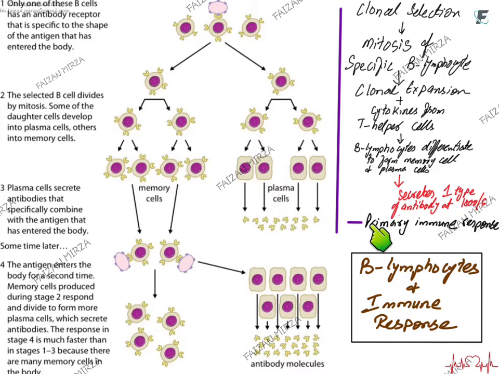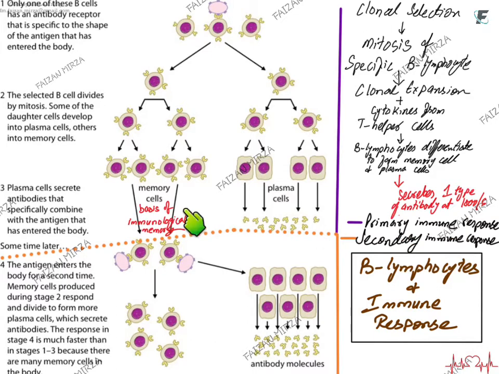This whole process is the primary immune response, and you can see that the memory cells were also formed here. These memory cells are the basis of the immunological memory. The second time, or the third time, or the fourth time, any subsequent time, if the same pathogen enters the body once again, this whole cascade of events will not be repeated.